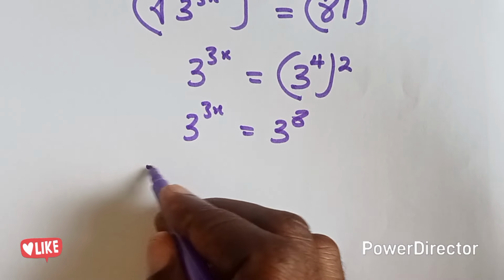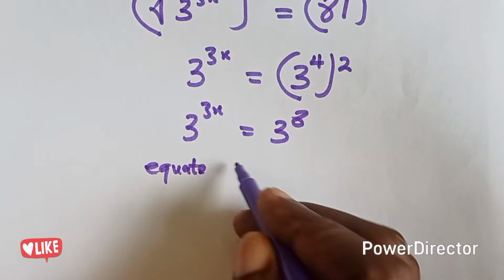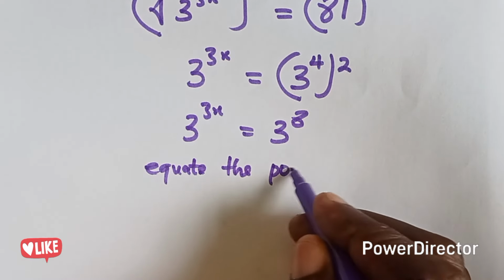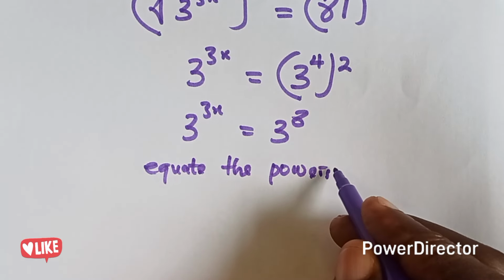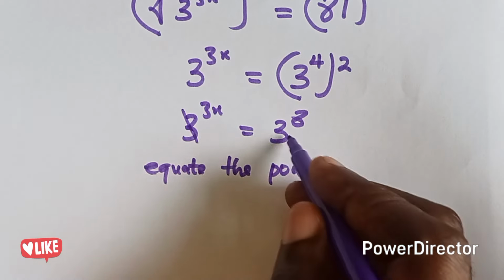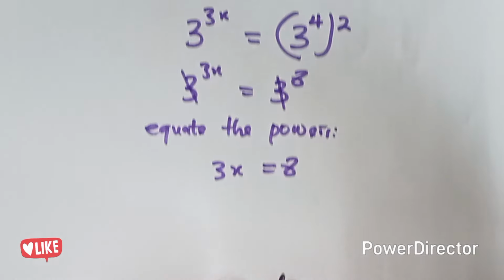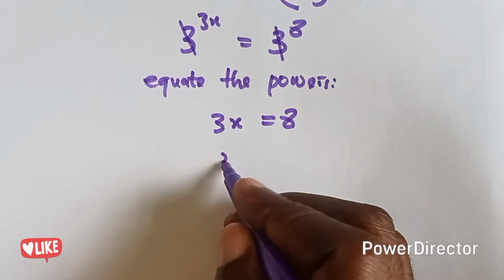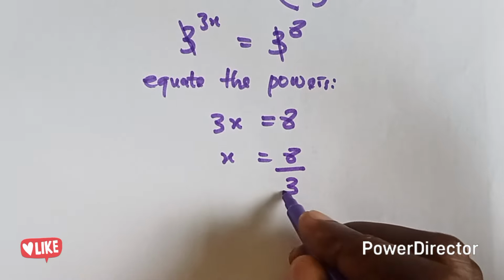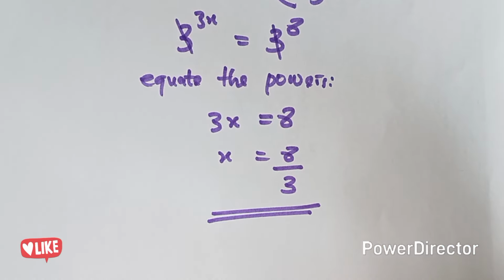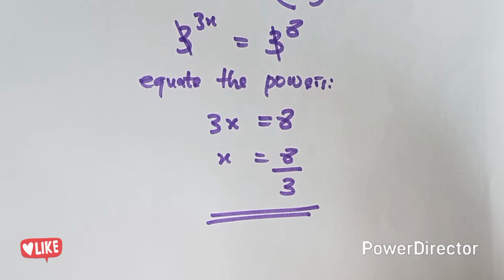Now let's equate the powers. So that means we have this cancel this. We have 3x equals 8. Divide both sides by 3. x equals 8 over 3, which is our final answer. So we can see how simple this is.